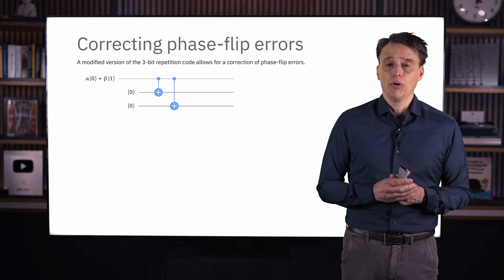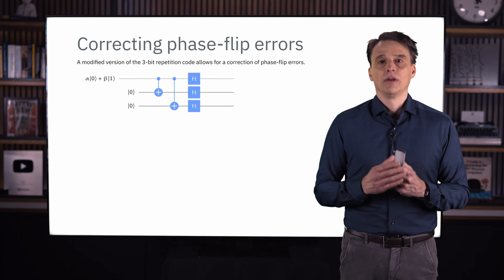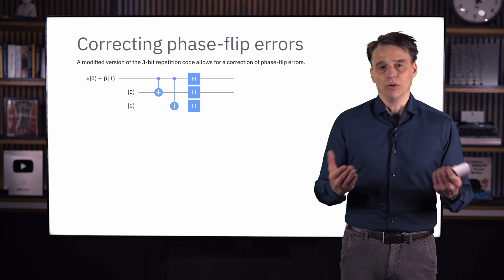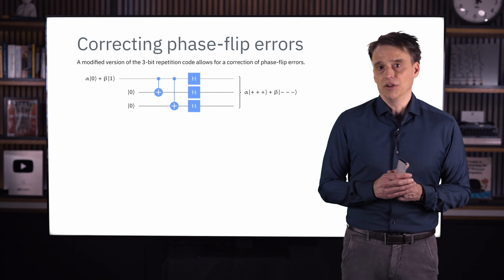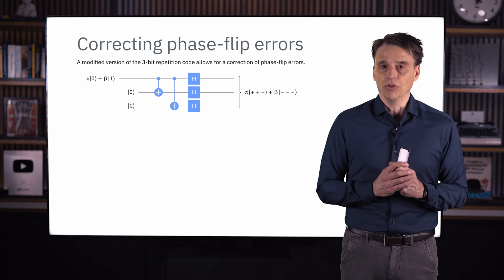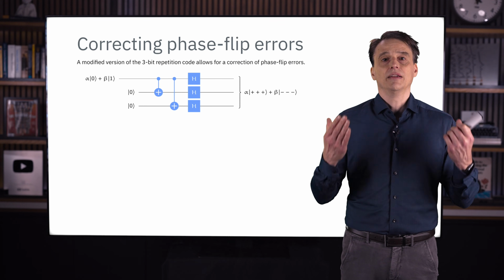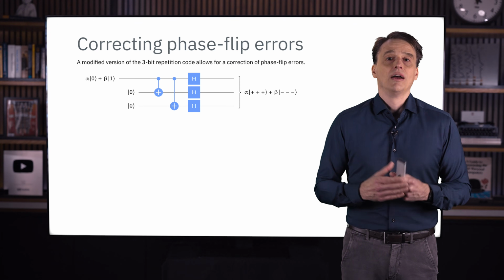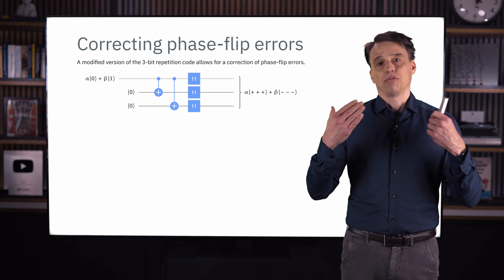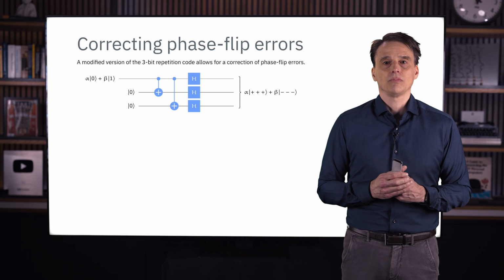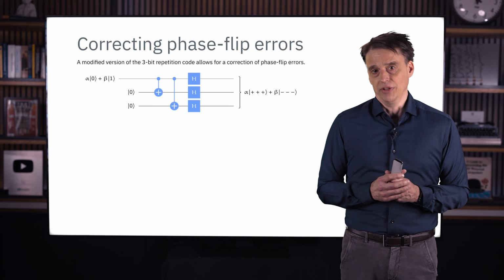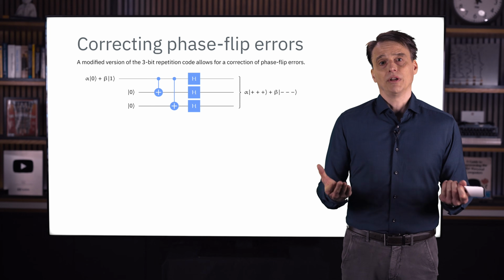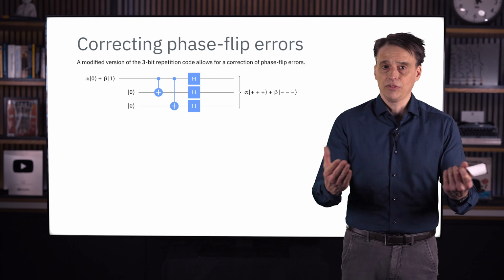Here's the original circuit for encoding a qubit using the 3-bit repetition code, and the way that we'll modify it is very simple. We just apply a Hadamard gate to each qubit of the encoding. A Hadamard gate transforms a 0 state into a plus state and a 1 state into a minus state, so the net effect is that we obtain the state that's shown on the screen, where ket plus plus plus and ket minus minus minus are shorthand notation for the tensor product of 3 plus states or 3 minus states. A phase flip error, or in other words a Z-gate, transforms plus states into minus states and minus states into plus states, so this encoding will be useful for detecting and correcting phase flip errors.